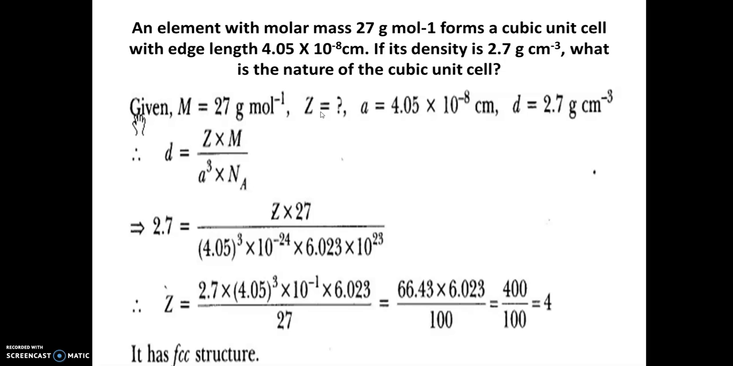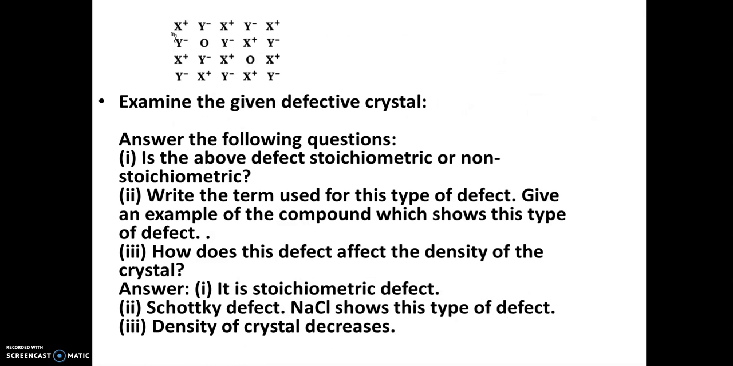If the number of atoms is 4, that will be FCC. If 2, that will be BCC. If 1, that is simple cubic. So we know only one formula. Apply it, substitute the values given here, and we will get the answer as 4. If it is 4, we know that is FCC. Similarly, they may ask about the body centered cubic cell and simple cubic cell. So such types of questions you can expect for your examination.